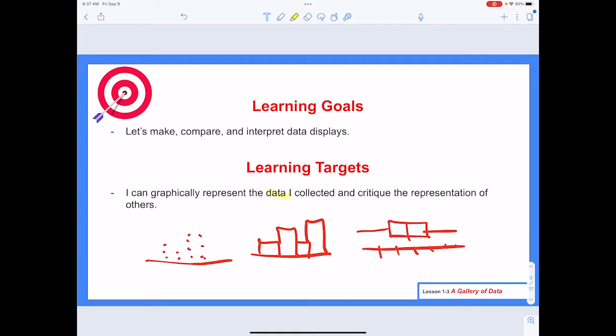We want to be able to look at these different types of data, and then the critique, which means to really look at the representation, the way it's written out, and really be able to say, what can we deduce, what can we tell from these different images? So that's what we're going to be doing today, looking at different things that we've already looked at, but now kind of analyzing them a little bit more.